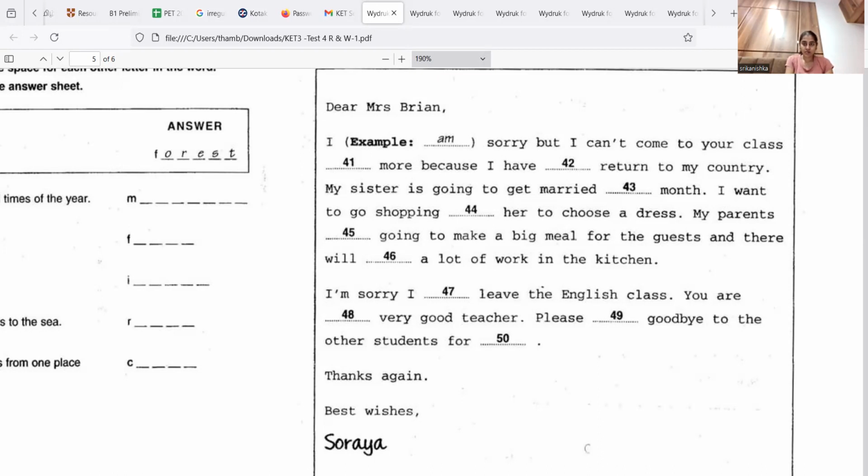My parents are going to make... Underline "are going". You go, you do, "are going", and "are going to make" a big meal for the guests, and there will be a lot of work in the kitchen. "Will be", underline "be". Write down "will", 46. Take your time, because from the next one onwards it's going to be easy. There will be a lot of work in the kitchen.